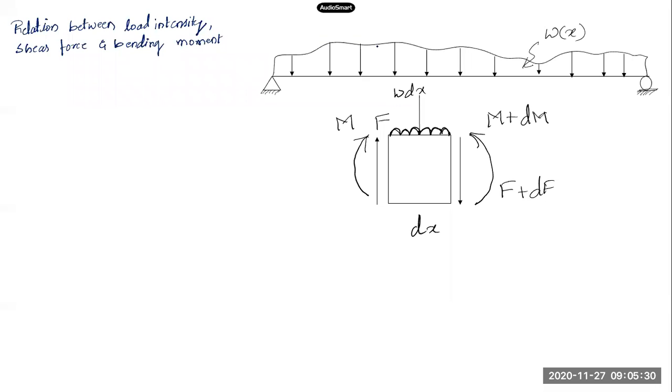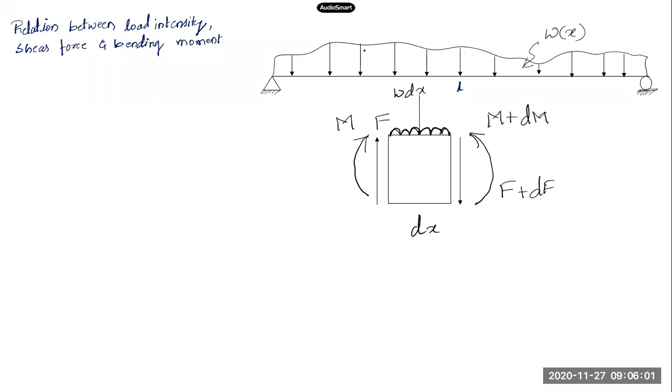This is a beam, and the span of this beam is L. From one support to another support, the distance is L. On this beam there is some general loading which is applied. You can see the variation. We don't know how the variation of this load is, so we call it a general loading. It may be UDL, it may be uniformly varying load, or it may be another type of varying load.